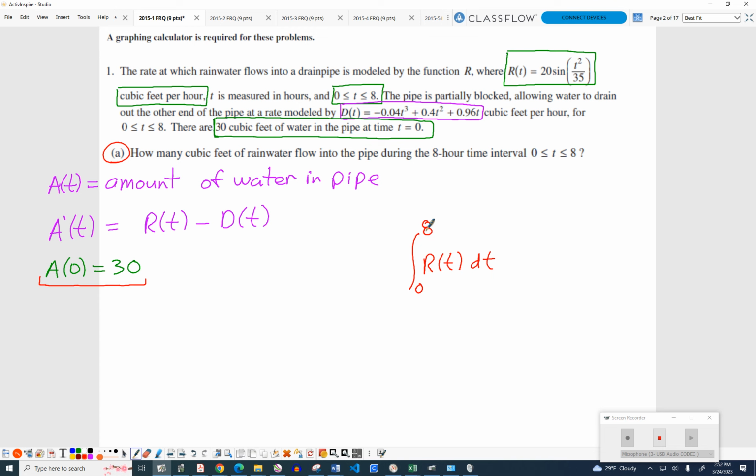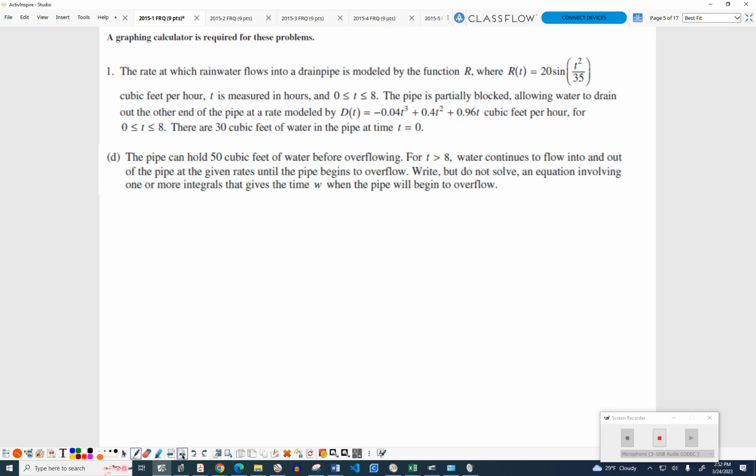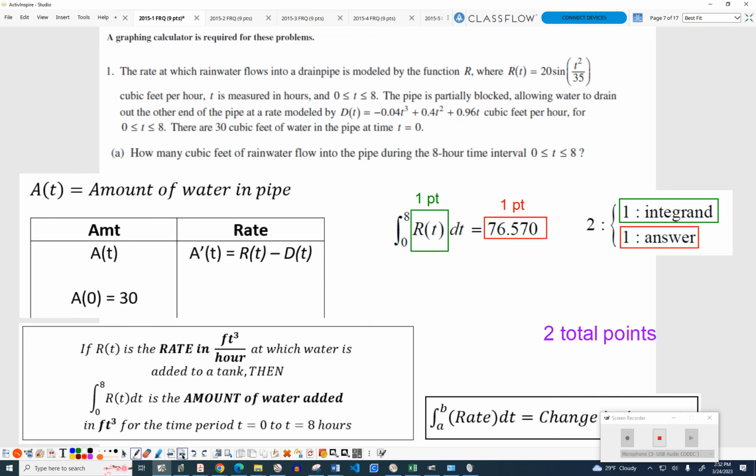Any questions there? So here's how it's graded. You get 1 point if you are integrating the correct thing. You get another point if you have the correct decimal to 3 decimal places.